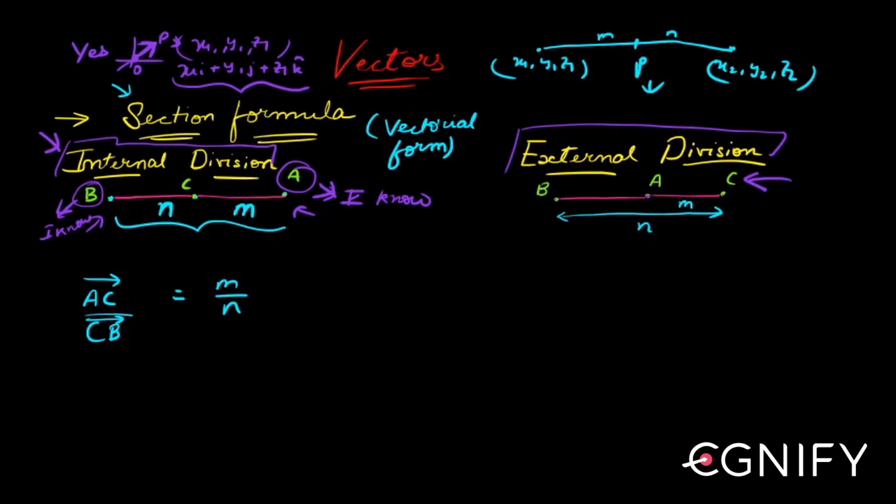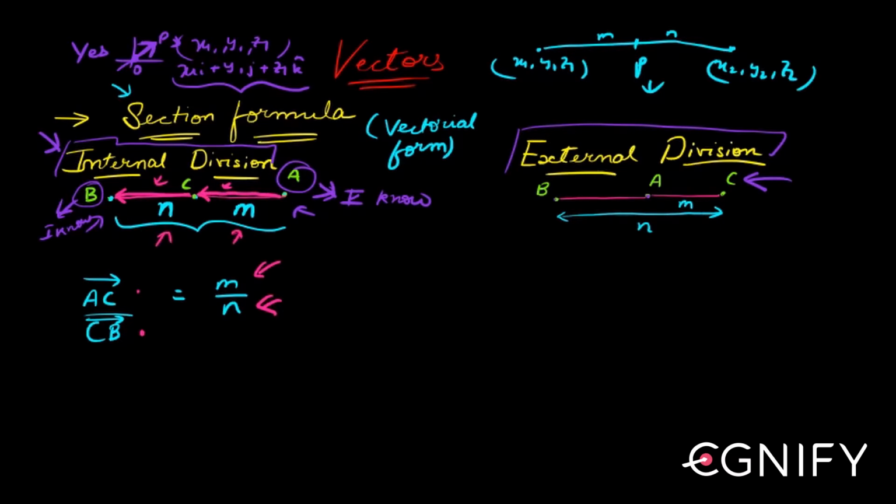Let me just show you. AC bar is this vector which starts from A and goes to C. And CB bar is the vector which starts from C and goes to B. Now both these arrows are in the same direction. The only thing different about this arrow and this arrow is the magnitude. So if I take the ratio of the vectors, that is nothing but the ratio of the magnitudes. And the ratio of the magnitudes is the ratio in which it is being divided.